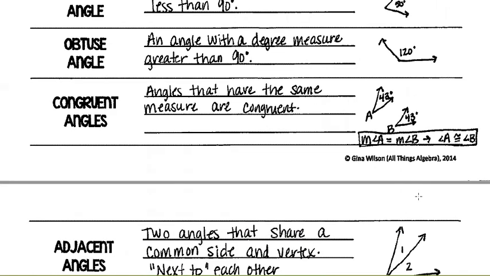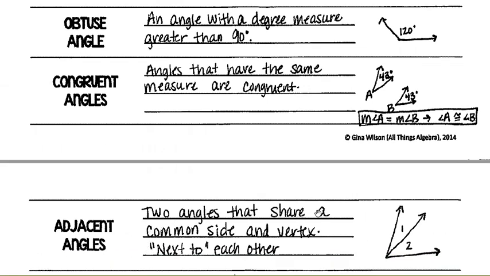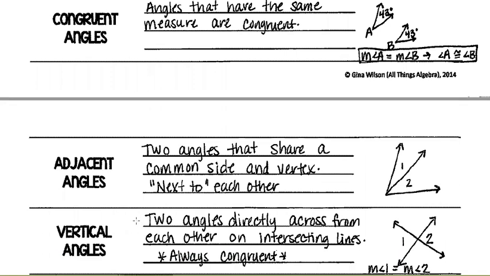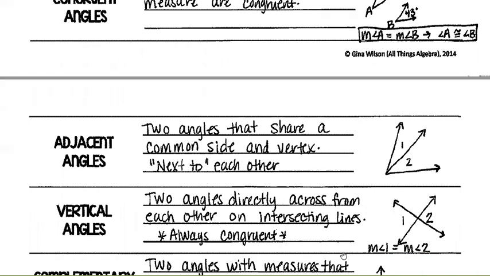All right, adjacent angles. Two angles that share a common side. The common side is in the middle, and a vertex, right here, and they're next to each other. So angle 1 and angle 2 are adjacent angles. Vertical angles. Again, two angles directly across from each other on intersecting lines, always congruent. So these 1 and 2 are opposite and congruent because they're vertical angles. So measure of angle 1 is equal to measure of angle 2.